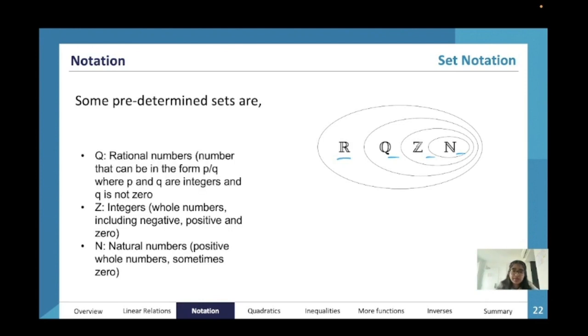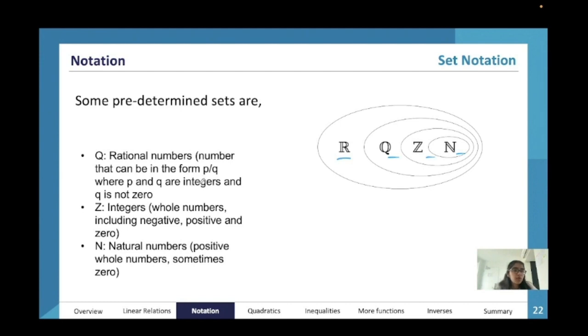Now we're getting bigger. Q is rational numbers. Rational numbers are numbers that you can express as a fraction, as p over q. For example, a half is a rational number because you can express it as a fraction. But pi is an irrational number because it continues. There's no exact fraction that you can use to represent pi.